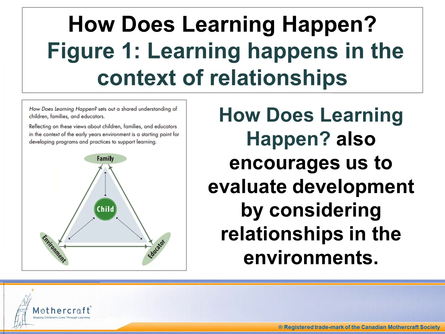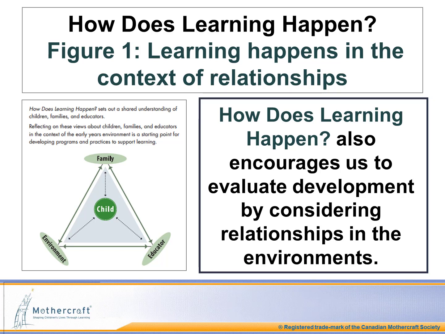On this slide, we will consider the connection between Bronfenbrenner's ecological model and our pedagogy in Ontario. How Does Learning Happen also encourages us to evaluate development by considering the relationships in the child and family's surrounding environments. To do this, we need to consider all of the systems that are present in the child and family's life. As discussed on our previous slides, it's important to understand what systems are in place and what influences these systems may have on development.